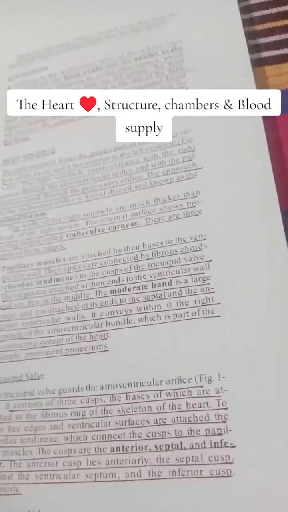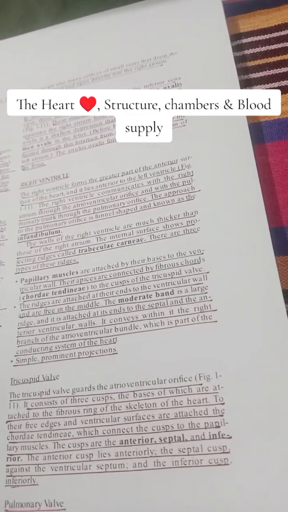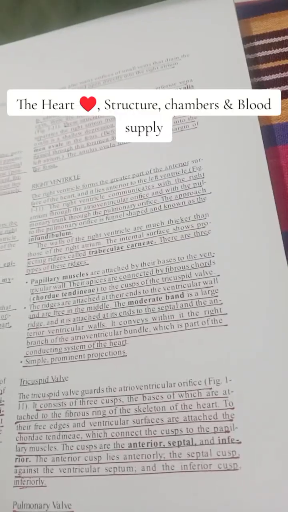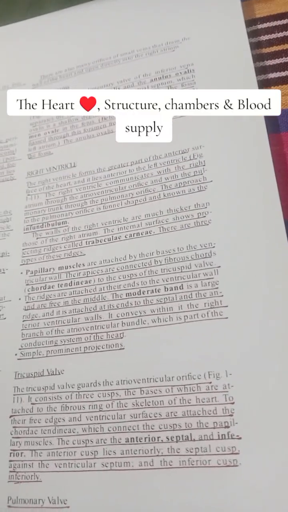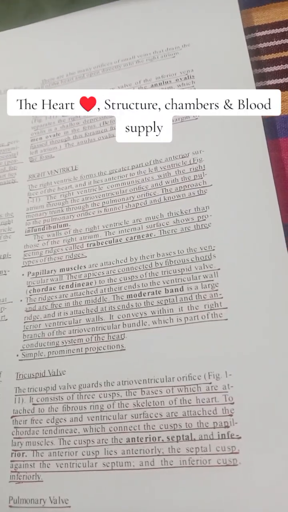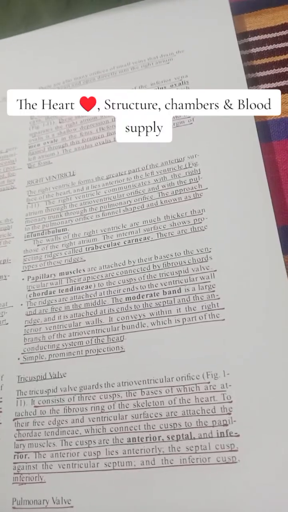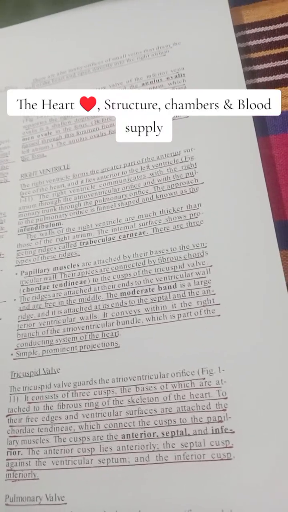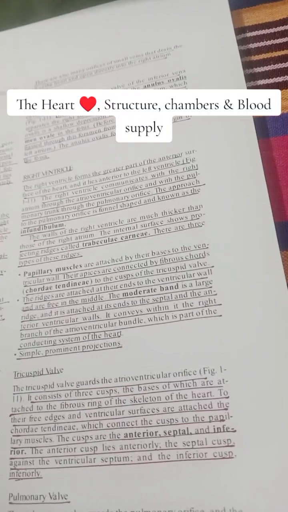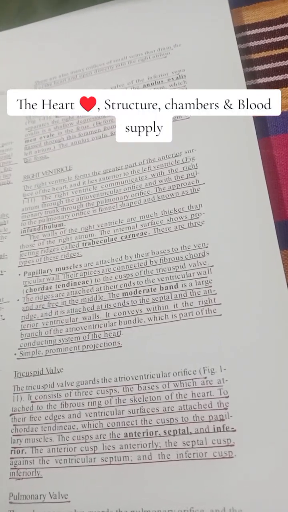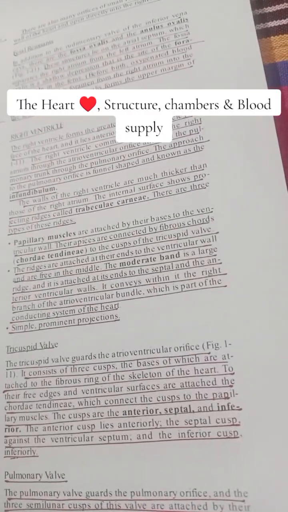Tricuspid valve. The tricuspid valve guards the atrioventricular orifice. It consists of three cusps, the bases of which are attached to the fibrous ring of the skeleton of the heart. To their free edges and ventricular surfaces are attached the chordae tendineae, which connect the cusps to the papillary muscles. The cusps are the anterior, septal, and inferior. The anterior cusp lies anteriorly, the septal cusp against the ventricular septum, and the inferior cusp inferiorly.